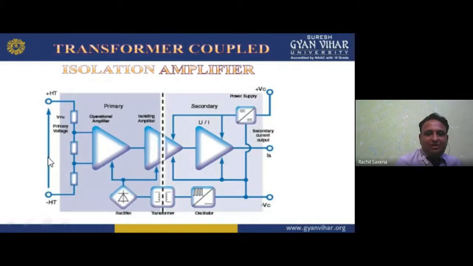Now this is the primary voltage, that is VP, with the terminals plus and minus. Then we are using an operational amplifier. Here we have the rectifier. Here we have the transformer we are using for isolating the amplifier. That is the transformer coupled isolation amplifier. Transformer coupled means we are using a transformer with the isolation amplifier. Then we have the secondary. This is the operational amplifier for the primary phase. This is the secondary phase.